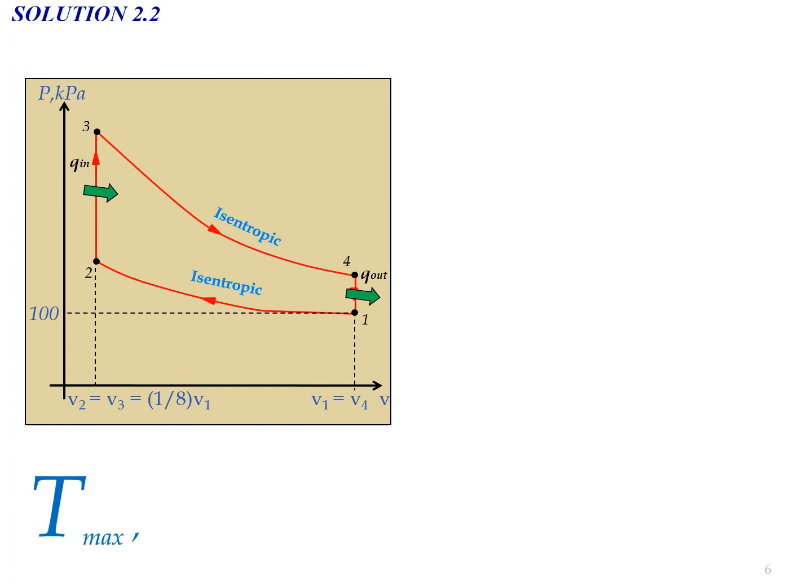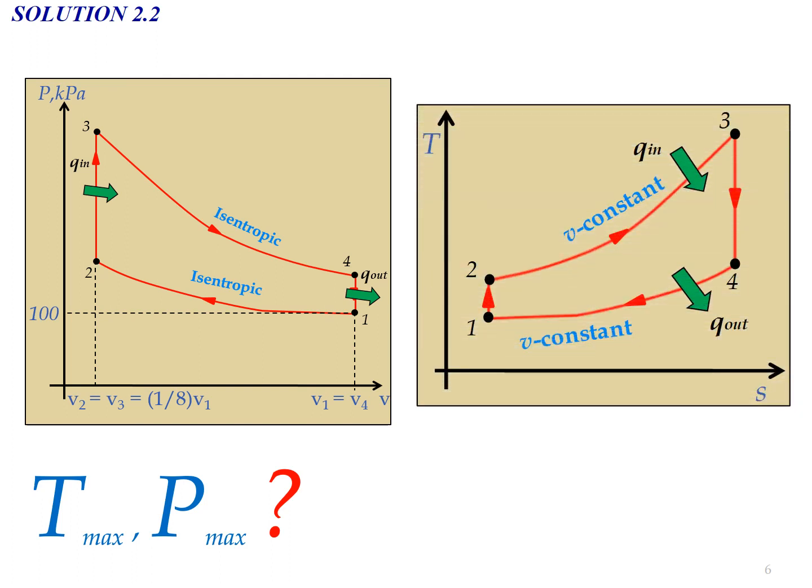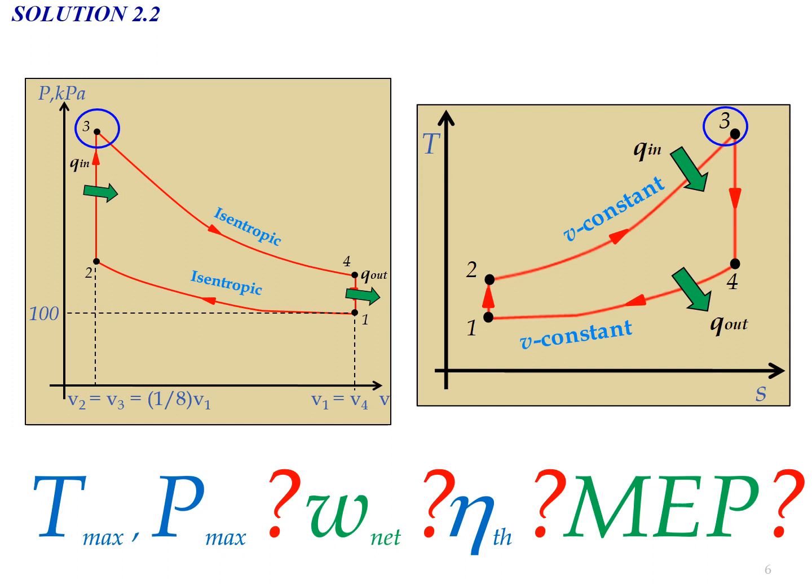The question asks you to determine T maximum and also P maximum. In order to determine T maximum and P maximum, we need to refer to both diagrams, PV and TS. From the PV diagram, we can determine that the value of P maximum is equal to P3, and from the TS diagram, the maximum temperature refers to the value of T3. Next, the question asks you to determine the value of W net, thermal efficiency, and also MEP.